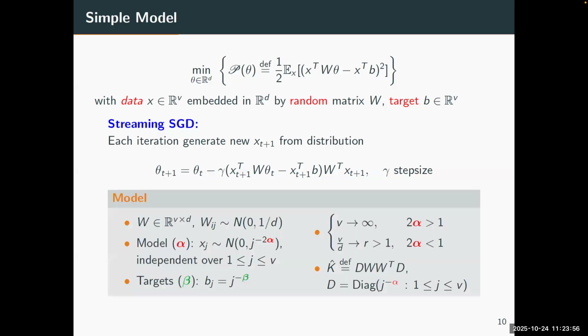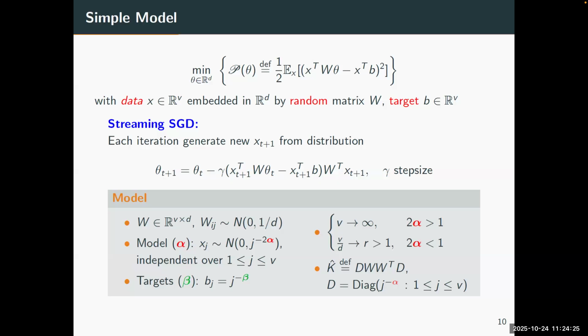Okay? So what am I going to assume? I'm going to assume that my W has entries which are 1 over D. I'm not going to train them. And the main assumption, in order to get the scaling part, is that I need my data to have what is called a power law distribution. So you need your entries of your data to be normally distributed, and the key thing is they have this j to the minus 2 alpha covariance. So this alpha is going to play a role.